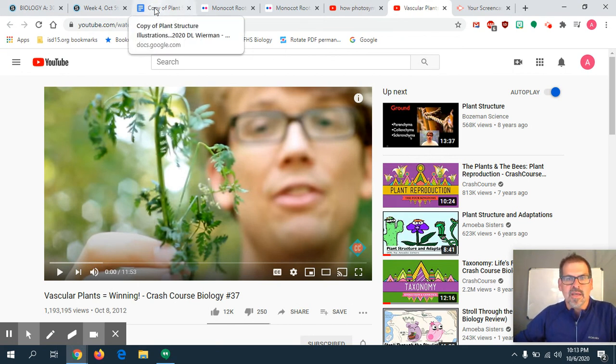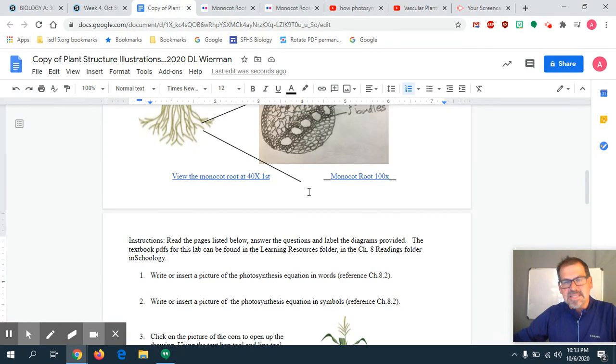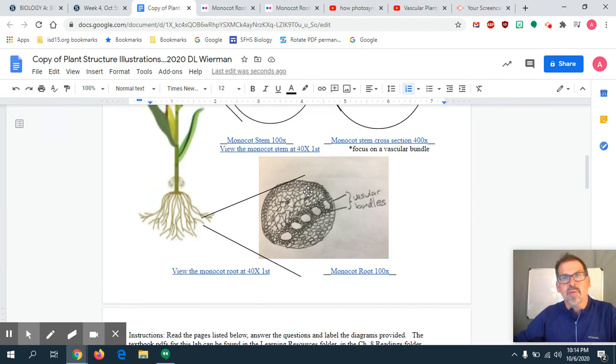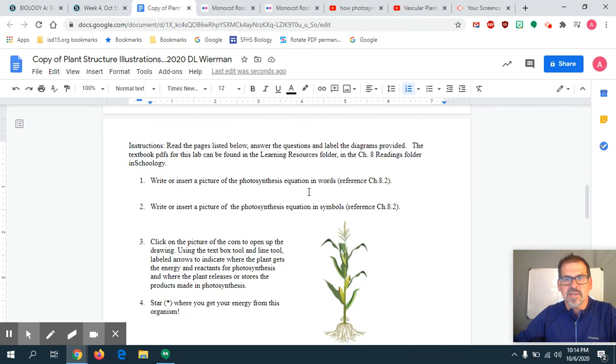All right, I know I went through that kind of fast, but you can always back up and review. The key component here is to make sure you draw good, detailed drawings with the proper labels. And of course, you will have to reference those pages that are cited in the lab. All right, I hope that helps.